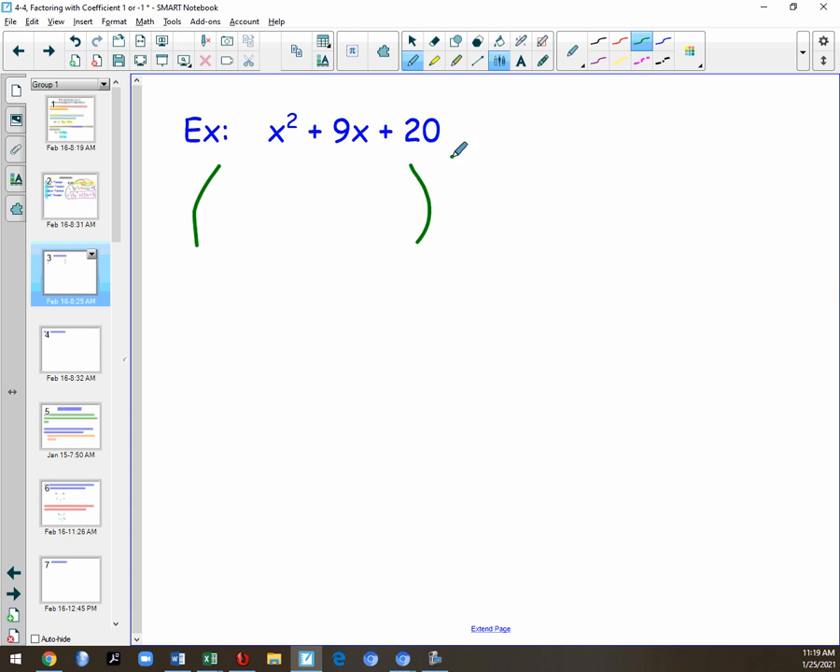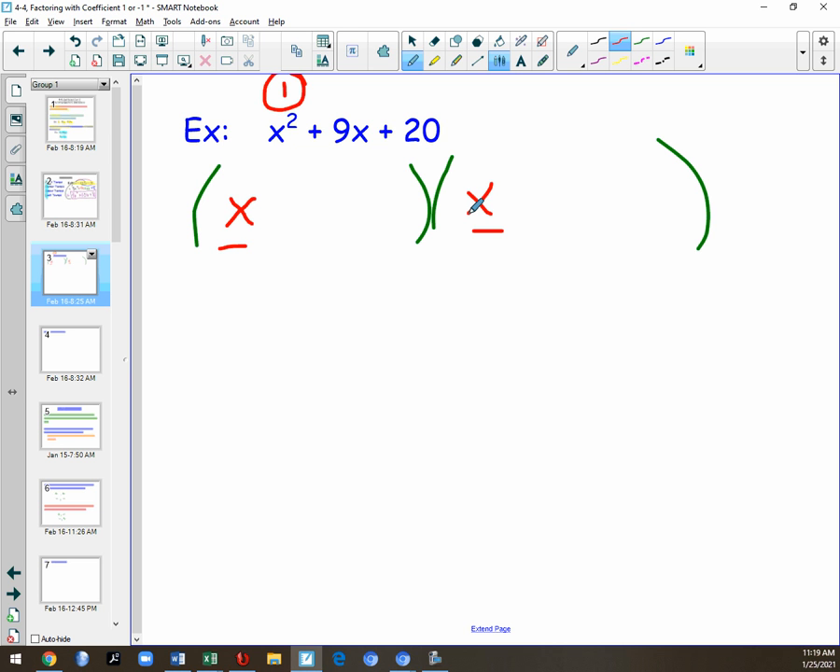So I'm going to draw 2 sets of parentheses. Okay. Now, the first thing I need your brain to do is figure out how we're going to break up the term x squared. X squared is going to go in the first 2 positions of our parentheses. So how do I break up x squared evenly? That's going to be an x and an x.